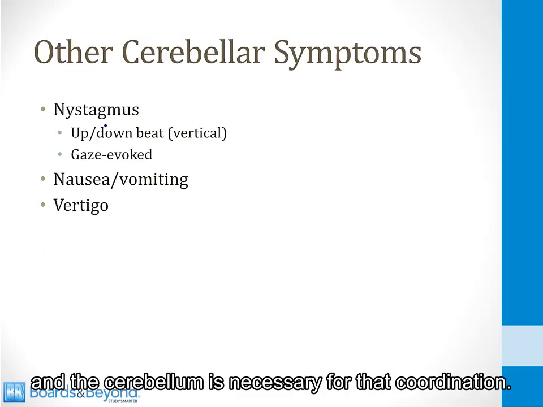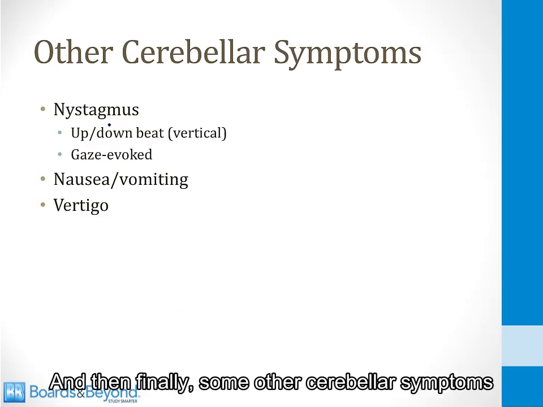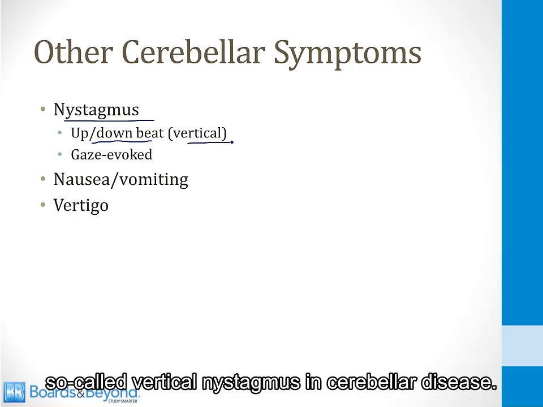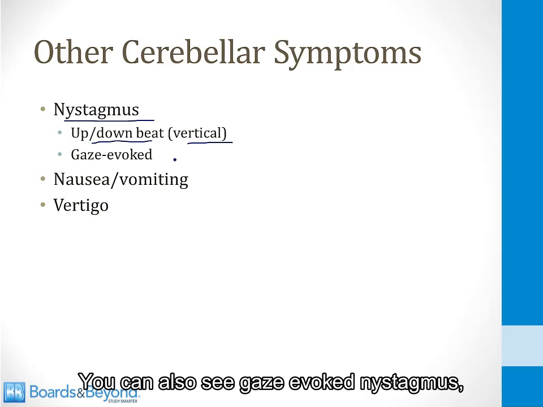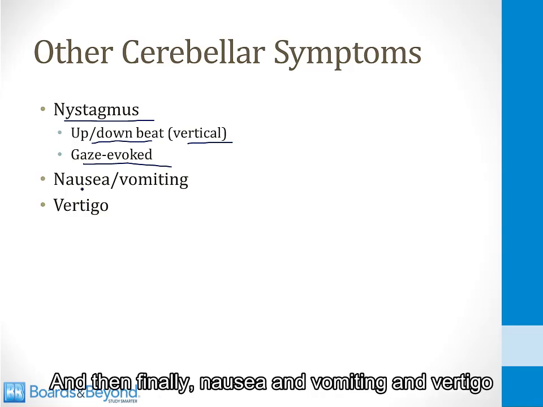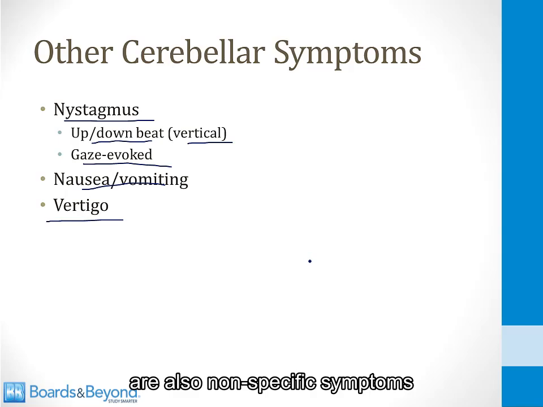And then finally, some other cerebellar symptoms include nystagmus. You can see upbeat or downbeat, so-called vertical nystagmus in cerebellar disease. You can also see gaze-evoked nystagmus, which is movement of the eyes in gazing in one direction or another. And then finally, nausea and vomiting and vertigo are also nonspecific symptoms that can occur in cerebellar disease.